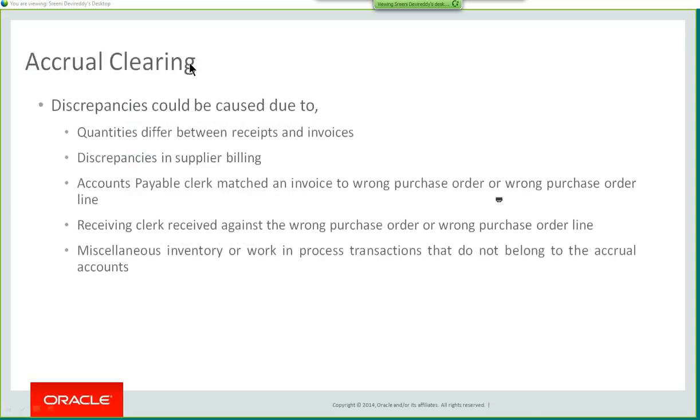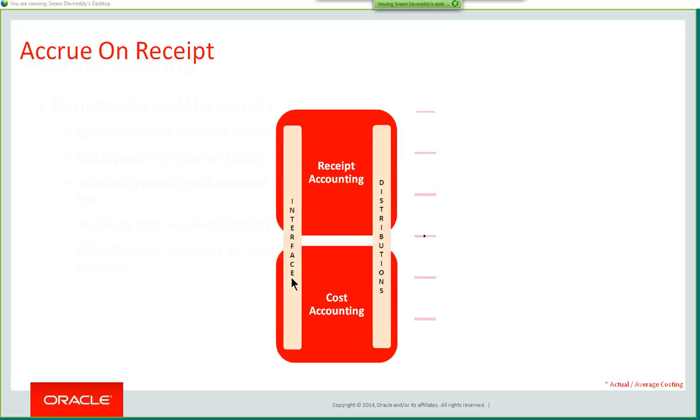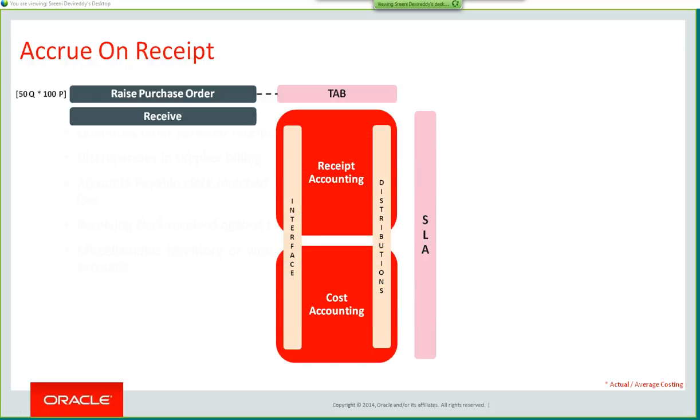Some of the reasons I tried to list here. It could be because of discrepancies in supplier billing. It could be because your accounts payable clerk matched the invoice to the wrong purchase order, or the quantities are different on receipt and invoice, etc. So let's take one such example and repeat the same use case. I'm not going to go into detail because we've seen all of this.